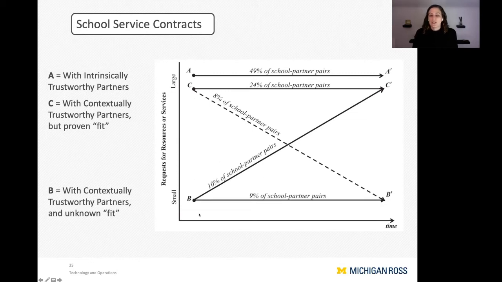And then in 19% of the relationships, schools were very wary of the partner to begin with. And so they started with a very small, like a one-day type of project or resource. And then from there, if the partner proved trustworthy and followed through, they increased their reliance on the partner. Otherwise, they just kept it as small or nothing at all.